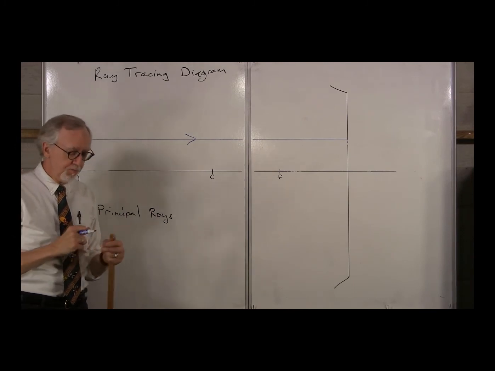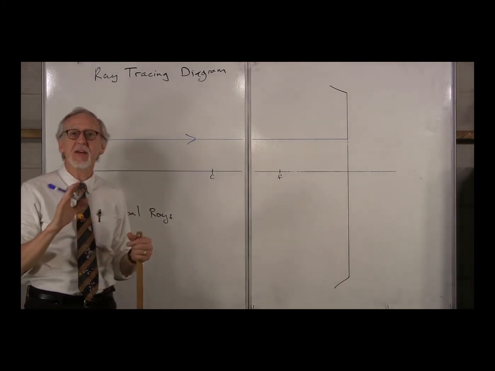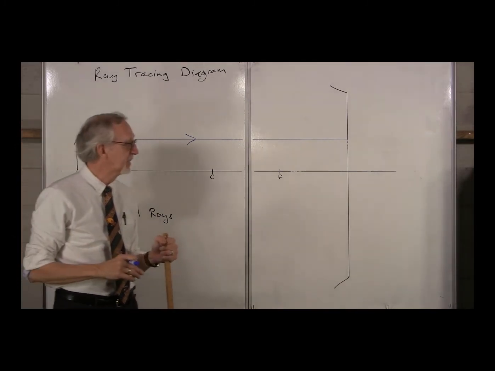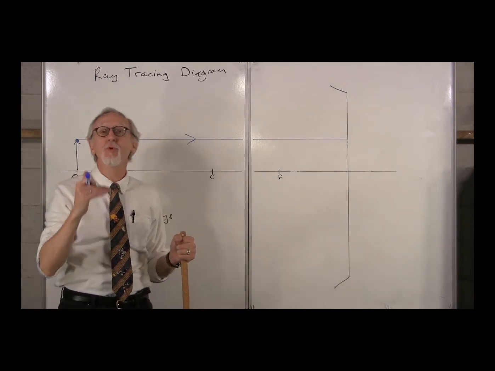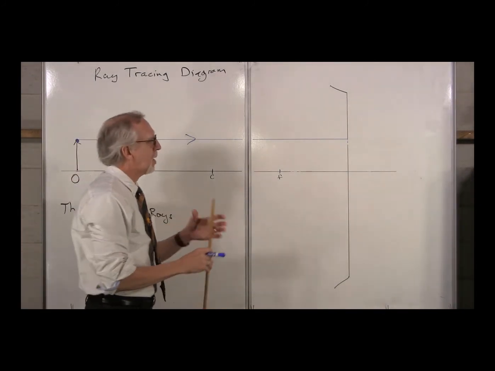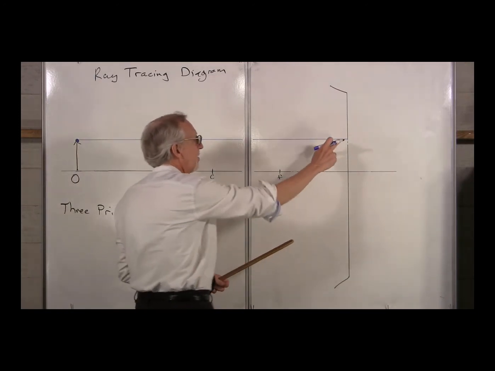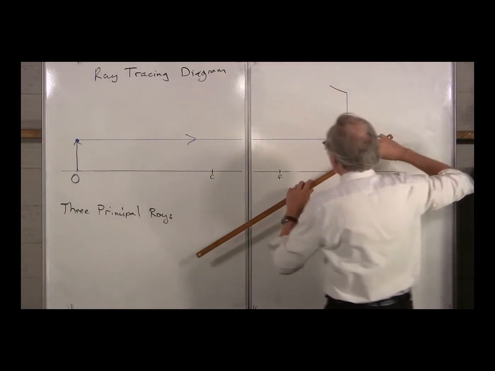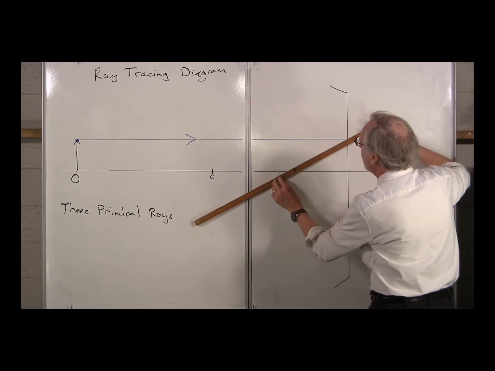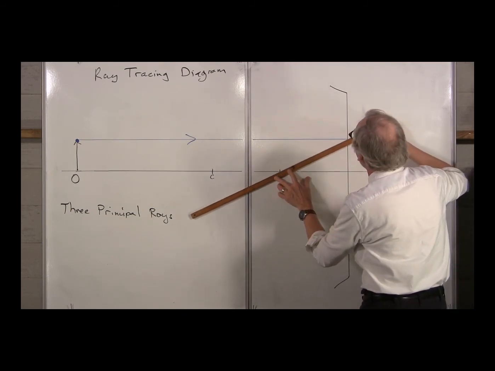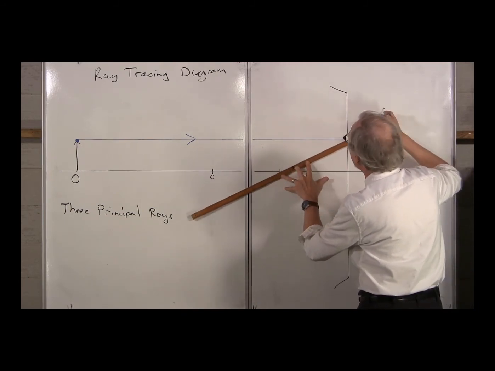What does it do? We know that a ray that comes in parallel to the principal axis reflects back through the focal point. So I'm going to draw this ray reflecting back through the focal point. So where it strikes the mirror, it is then going to go down through the focal point like this.